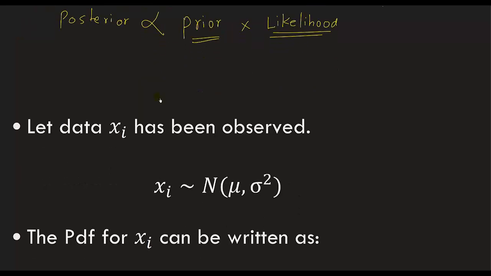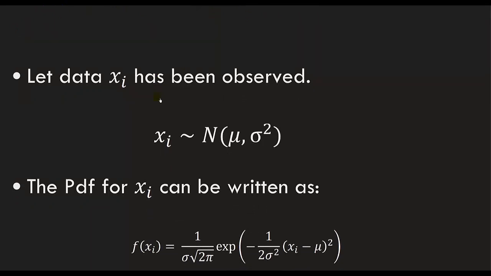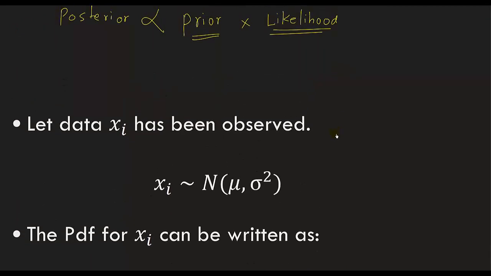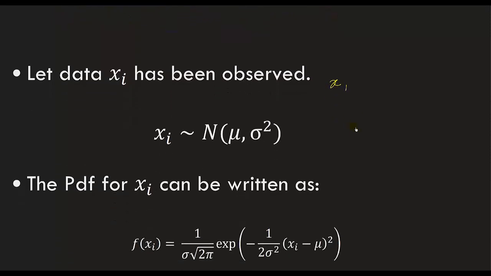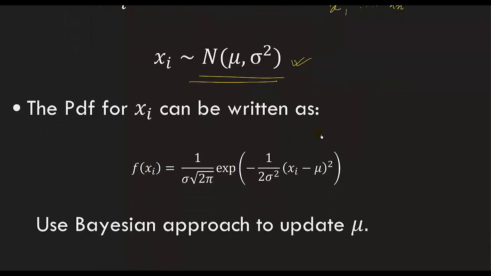Now let's say I have the data. Any data x1 follows the normal distribution. So what I am saying is that x1, x2 or xn all have the same distribution, and that distribution is the normal distribution with mean mu and variance sigma square, where sigma square is known. So the data is following this normal distribution. So I can write the probability density function for each xi. I simply have to replace x with xi in the PDF, and then I can get the PDF for xi.